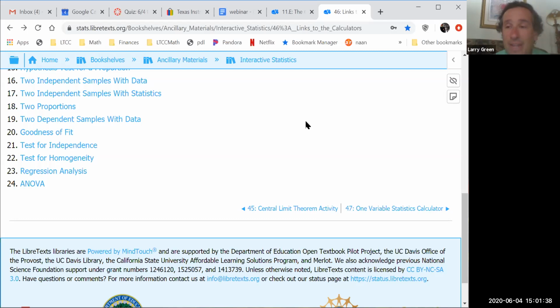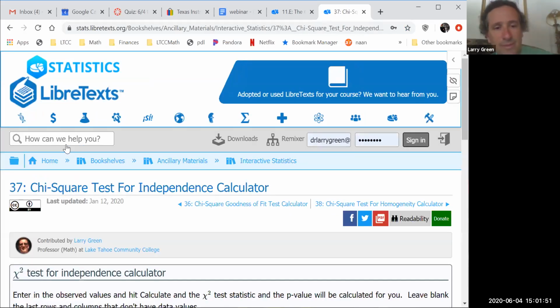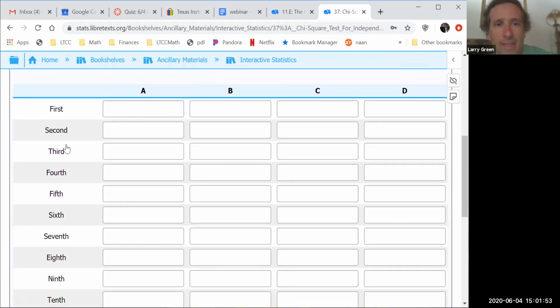But only if you know the name of the test. If you don't know the name of the test, you have no idea what calculator button to hit. So knowing the name of the test is absolutely essential. So I'm going to go to the test for independence. And then I want to see something. Let's see if it's going to cause problems. I have a feeling it is. Ah, no, it worked okay.